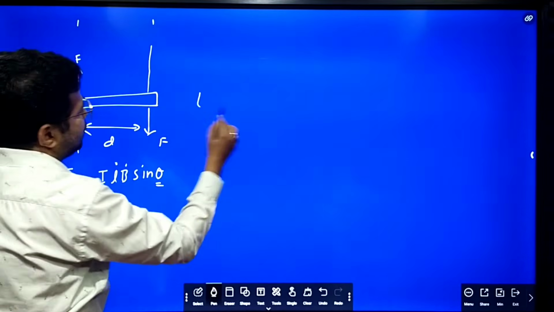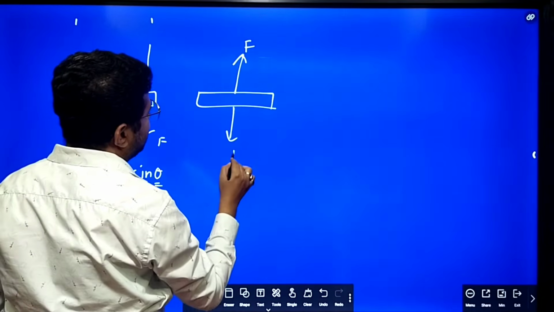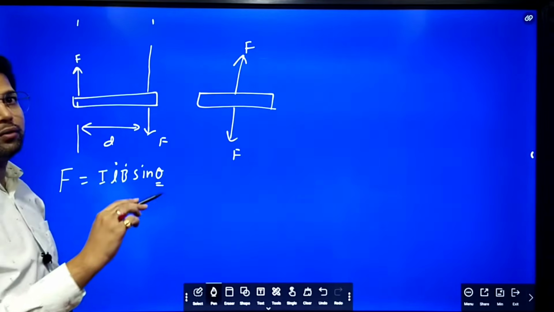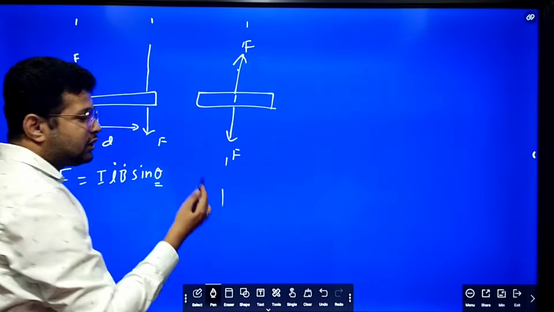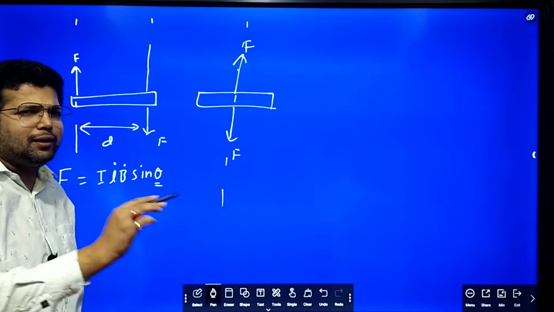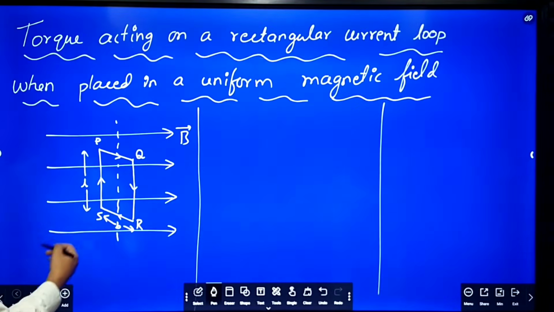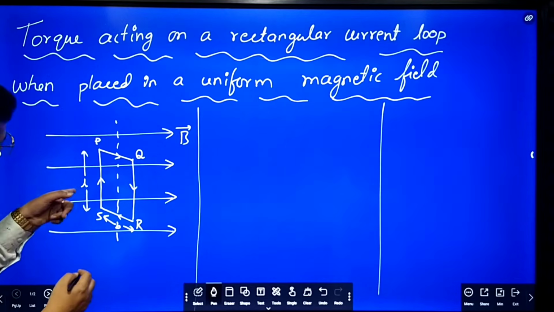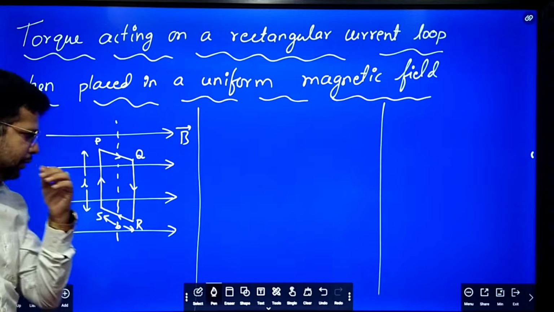If there is an object and one force is acting in this direction, another force is acting in the opposite direction, now there is no torque. Why is there no torque? Because the line of action of both the forces is the same. Perpendicular distance between the forces is 0. So therefore there is no torque. But here what is happening? On PS the force is inwards, on QR the force is outwards. So the coil rotates like this.